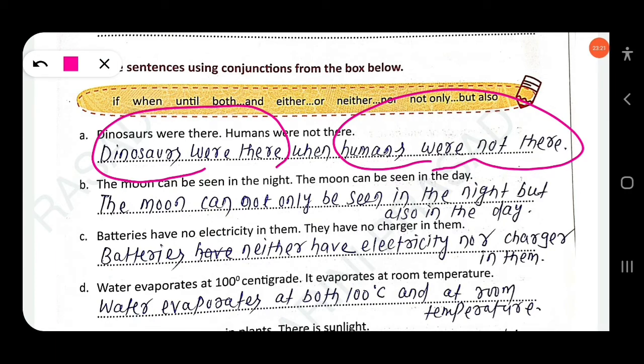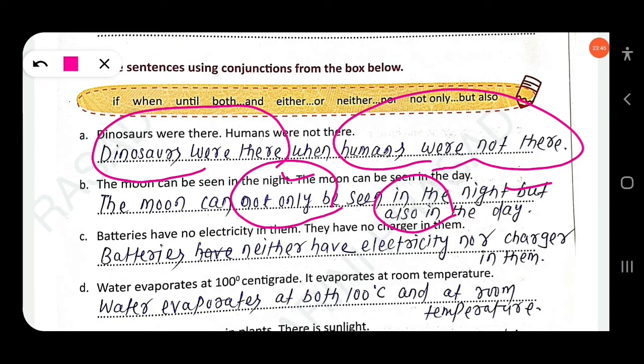Okay, the moon can be seen in the night, the moon can be seen in the day. Yes, so this is a true fact. This is eternal truth. The moon can be seen not only in the night but also in the day. You have to use not only but also.